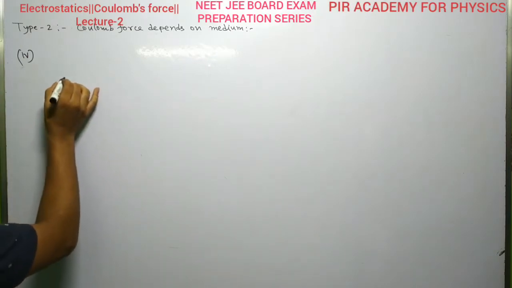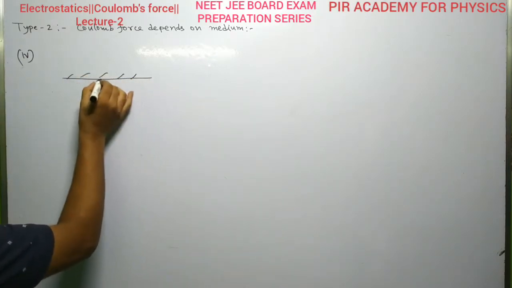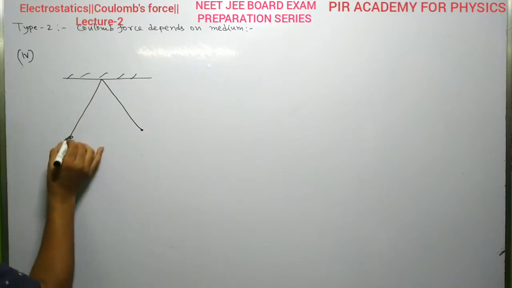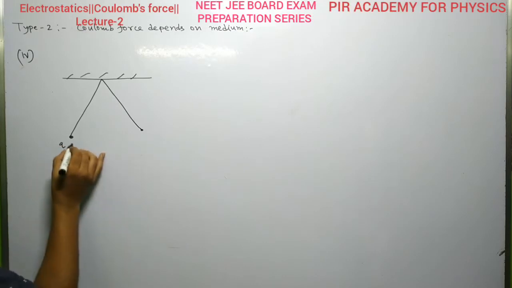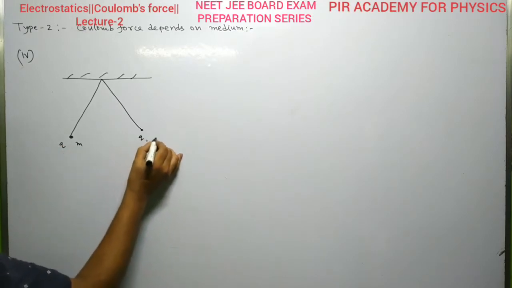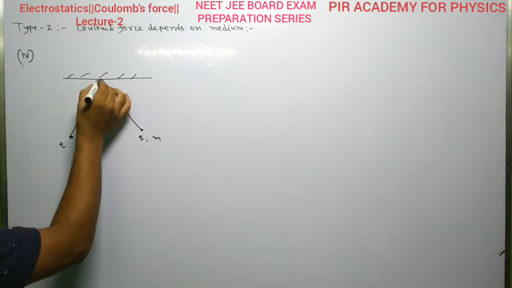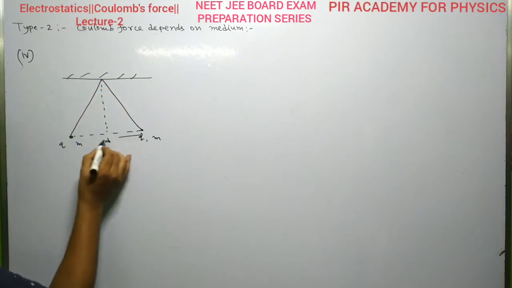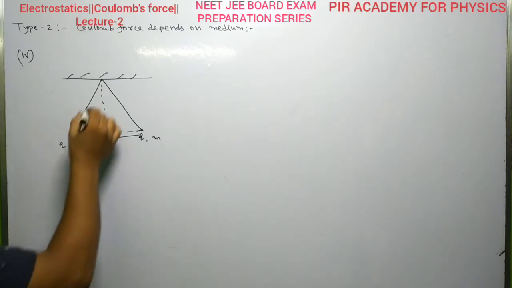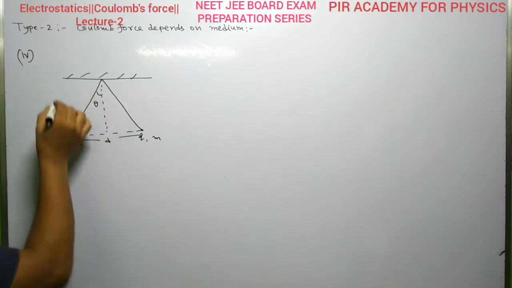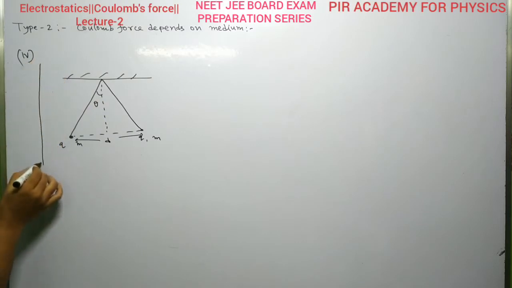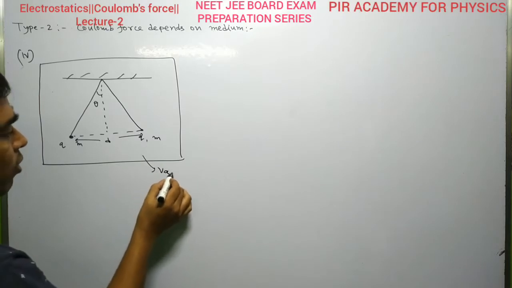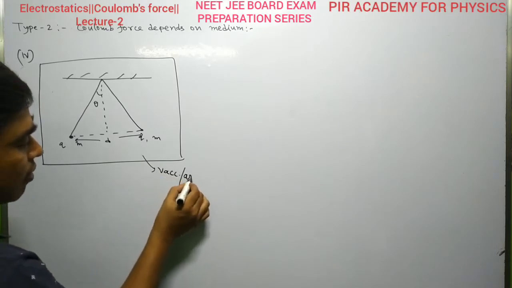Suppose this is a system. Here is a ball of charge Q and mass M. Here is charge Q, mass M. The separation between the two charges is D, and this angle is theta. The total system is placed in vacuum or air.